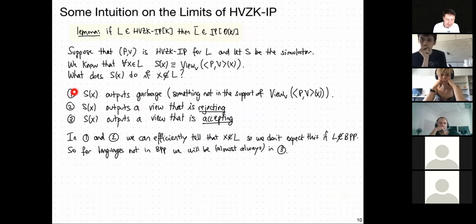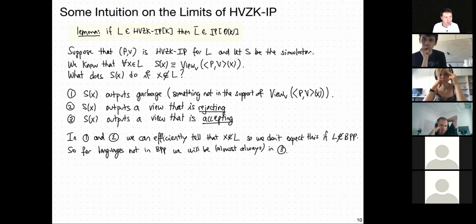Now, in the case of 1 and 2, if the simulator does something completely egregious that is easy to detect, we don't expect this to really happen for interesting languages. Because if, when X is not in L, the simulator does something egregious, then we have a BPP algorithm. If X is in L, the simulator does not do something egregious. If X is not in L, then the simulator does do something egregious. In the end, we can just decide the language, it's in BPP.